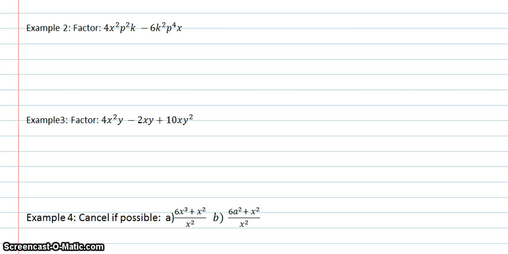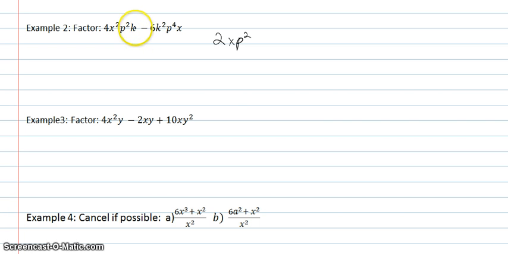Okay, in the second example, we're doing the same thing, looking for a common factor to factor from this binomial expression that they give us. So between 4 and 6, I would have a 2 that I could factor out. And then they each have at least one x, so I can include an x. And then they both have at least p squared, so I can include a p squared.